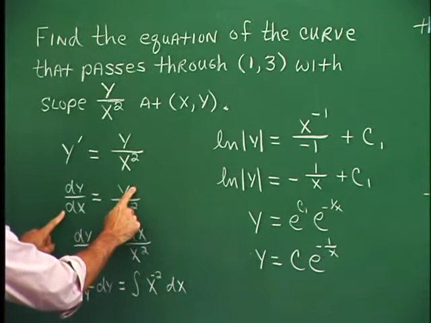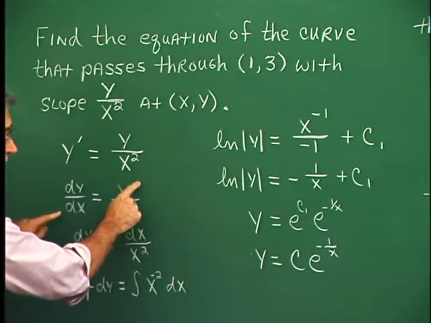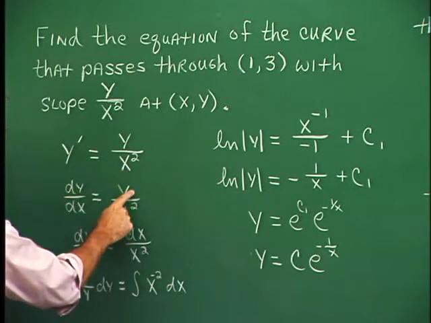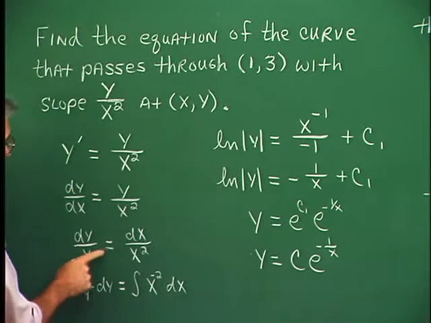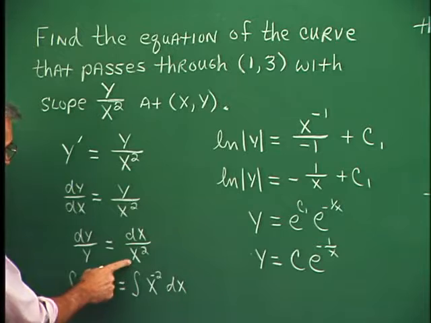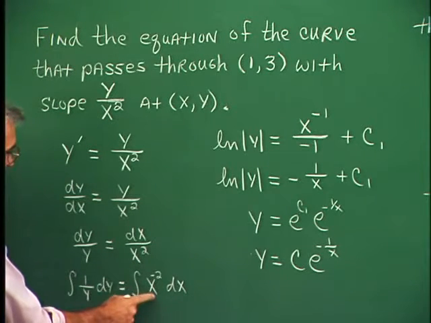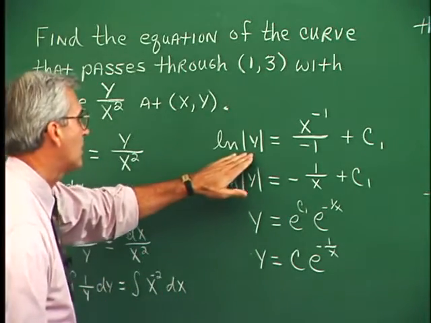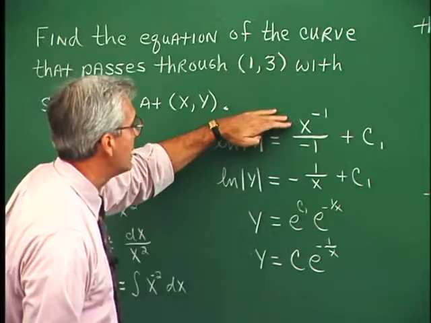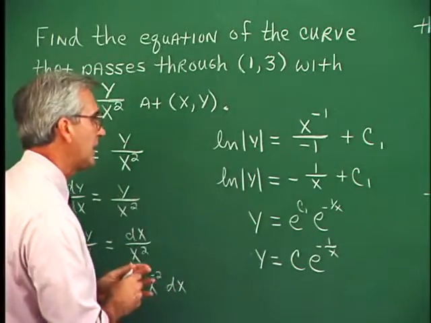And now I swap these two to put all matters involving y on one side, all matters involving x on the other side. I'm dividing both sides by y, multiplying on both sides by dx. So I get dy over y equals dx over x squared. And the integral then of 1 over y dy is equal to the integral of x to the negative 2 dx, and that gives us the natural log of y equals x to the negative 1 over negative 1 plus a constant. And now it's just a matter of cleaning up pretty much.